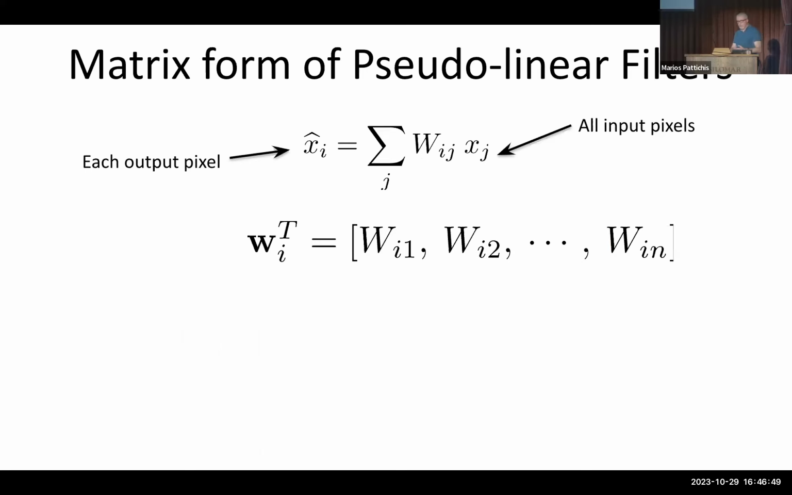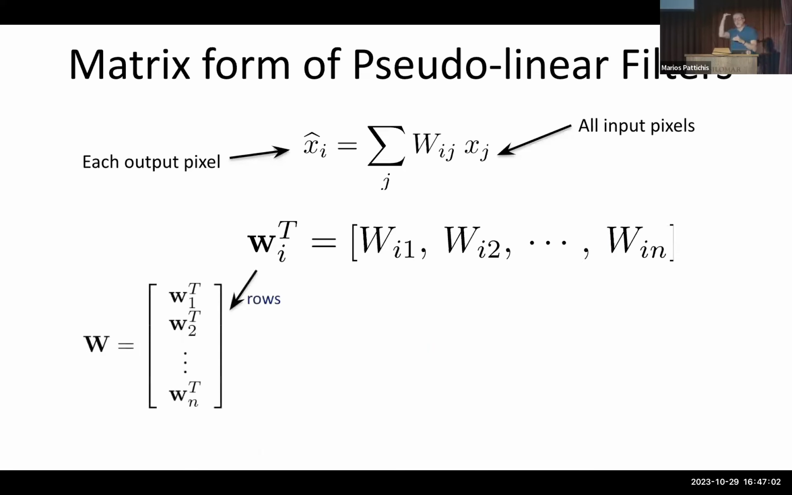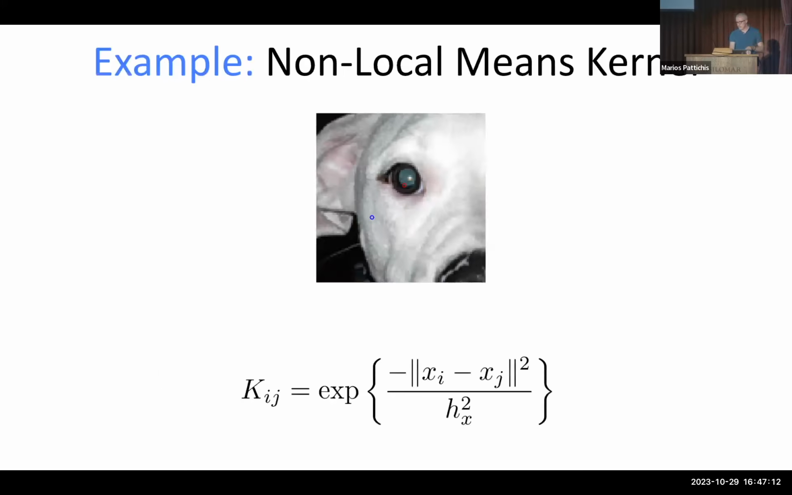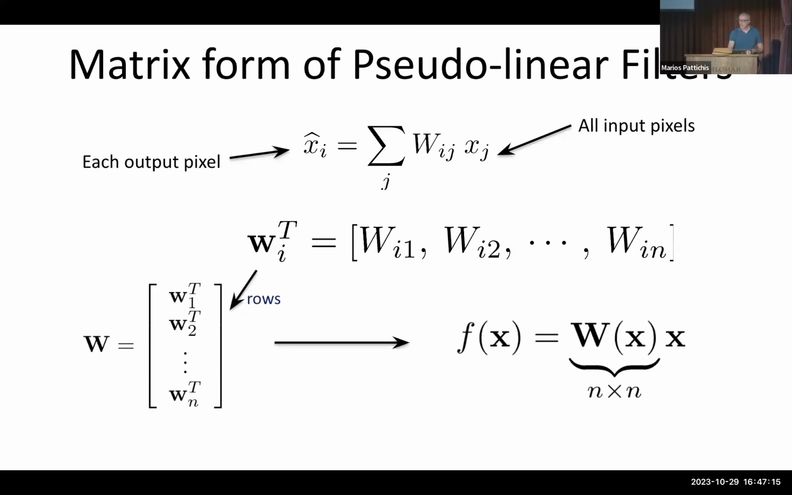It's convenient to write this in matrix form. So I'm taking that equation that I wrote up there, and I am stacking all the weights that point to a particular output pixel into a vector. And now I stack those rows into a matrix, and now I have this matrix W. So now I can write the filter as f of x equals W times x, except that W depends on the data. And what does that W look like when the filter depends on the pixels?